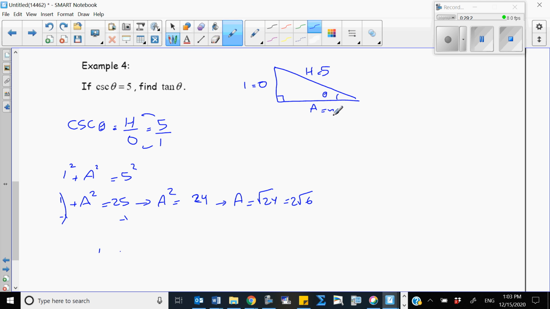This one is 2 radical 6. Now what is tangent of this angle? Tangent is opposite over adjacent, and I have both of them. Opposite was 1, adjacent was 2 radical 6. And that's my answer.